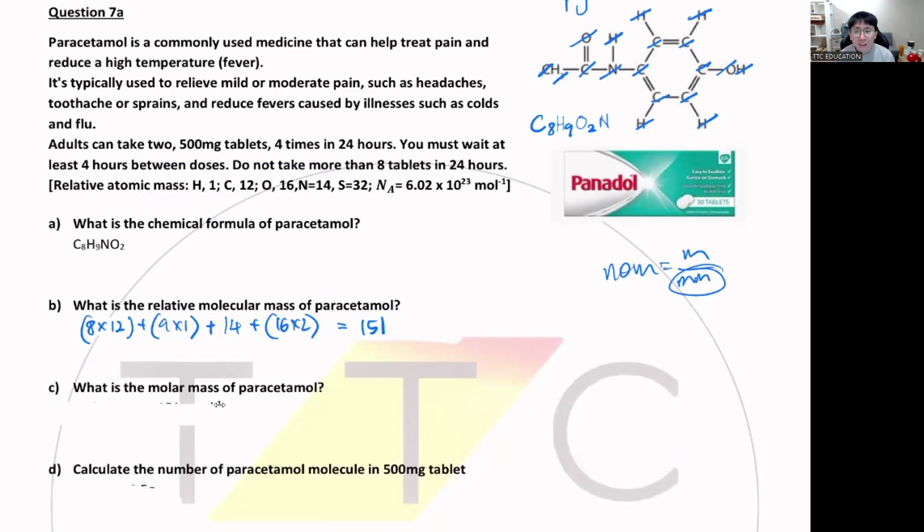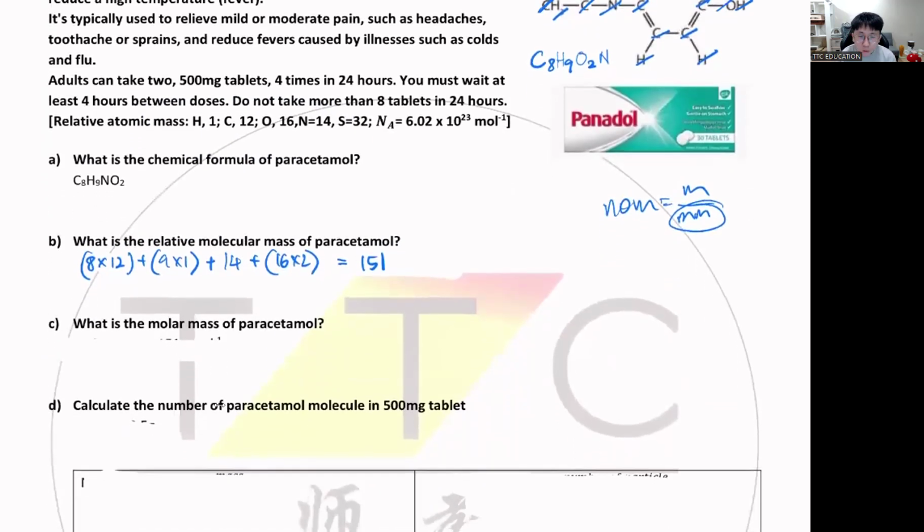Guys, the answer is yes. This question is telling you molar mass and molecular mass are actually the same number, but with a unit. So 151 gram per mole. Molar mass has a unit, but molecular mass has no unit. The number is the same. We use it in formulas, so it has a unit.